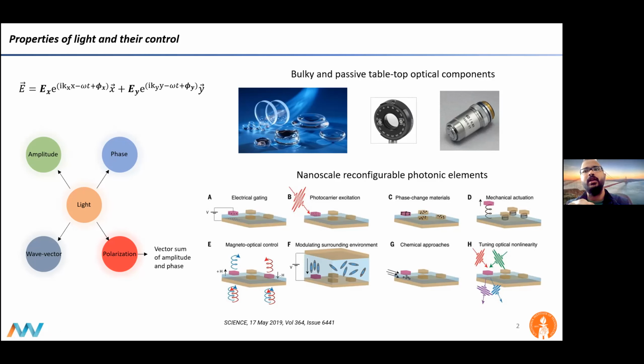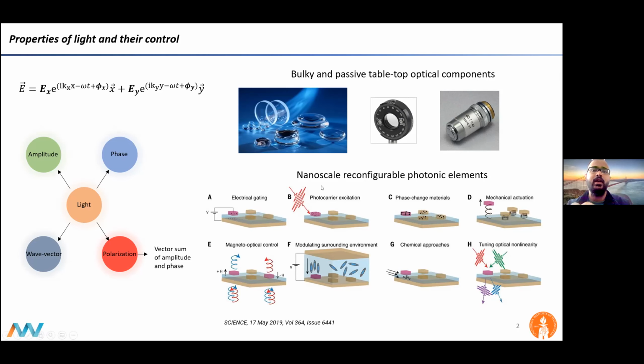But nowadays, there's been this idea of miniaturizing all these optical elements and making them reconfigurable. What I mean by that is that you can change the properties of these elements by applying some external stimulus, and you can change the functionality. For example, you can change how much amplitude it spits out, how much phase it can give out, or what is the polarization state of light.